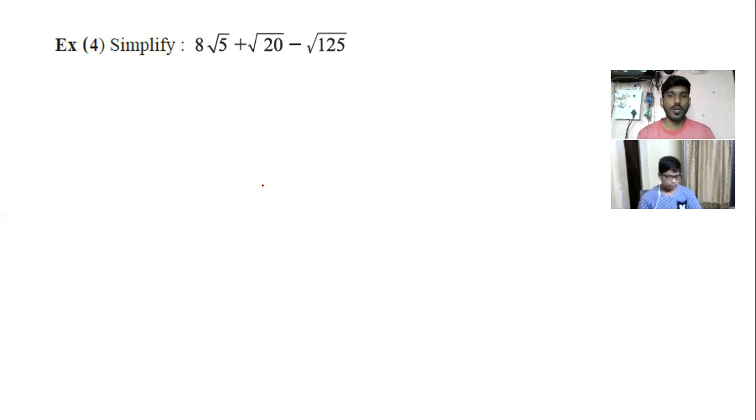Okay. And one thing to keep in mind about surds, you can add only those surds which have the same number under the radicand. Correct? Only those surds you can add. And this one we did, right? So I'll skip this.